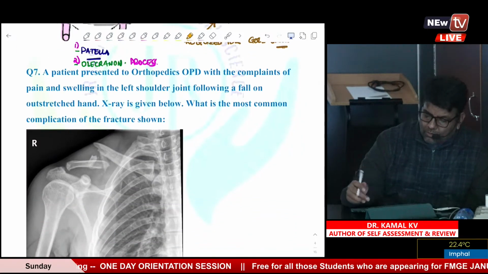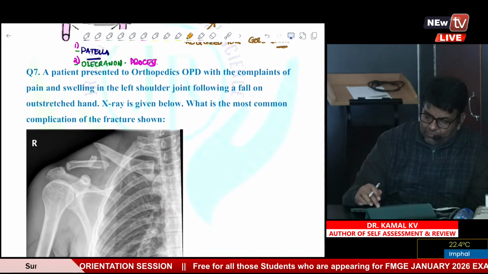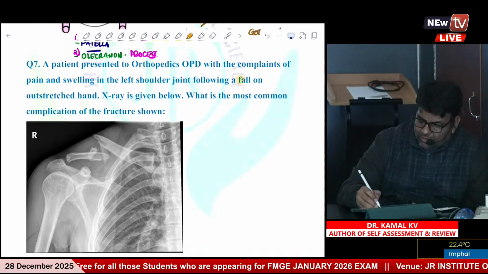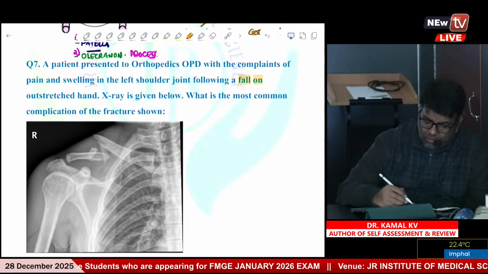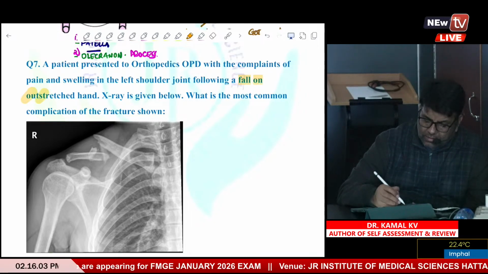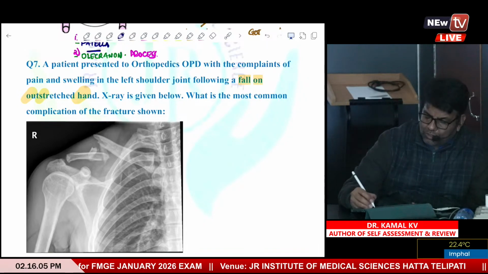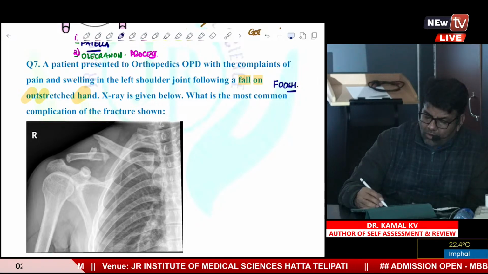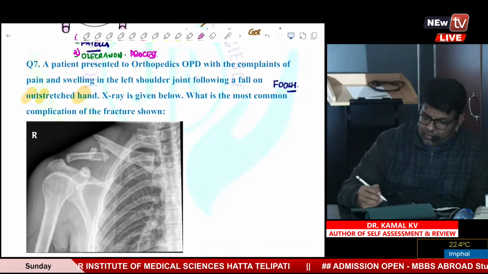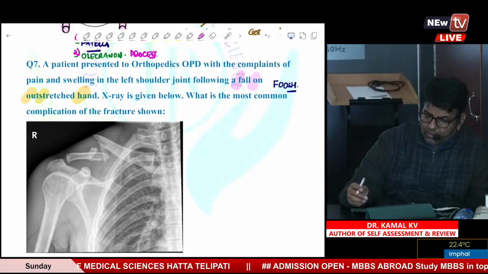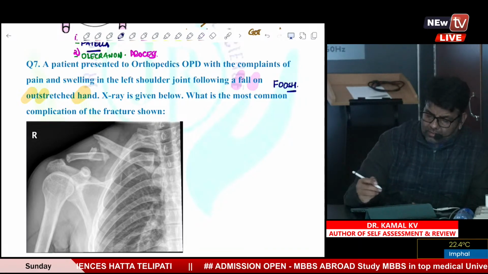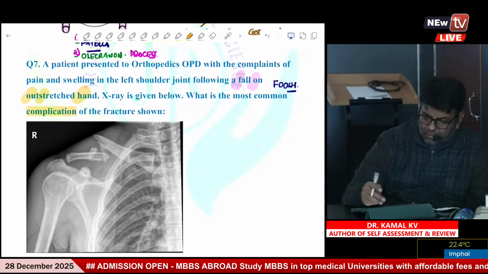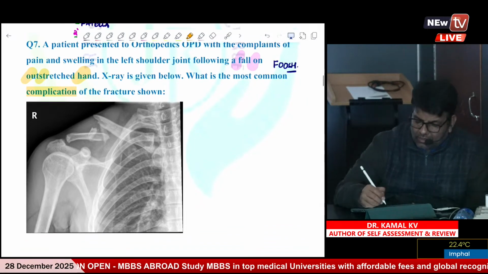A patient presented to the OPD with complaints of pain and swelling in the left shoulder joint following a fall on outstretched hand. So this is FOOSH. This is known as FOOSH, fall on outstretched hand. The X-ray is shown. What is the most common complication of this fracture? Which fracture can you see in the given X-ray?